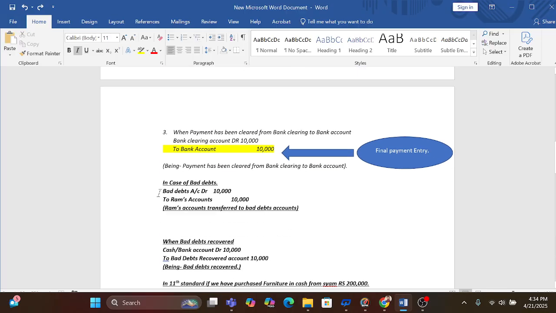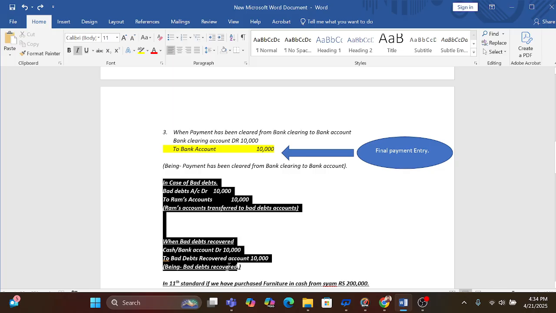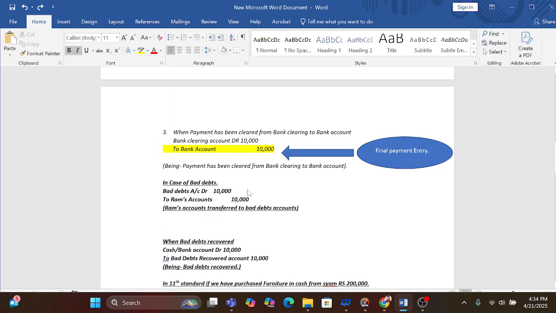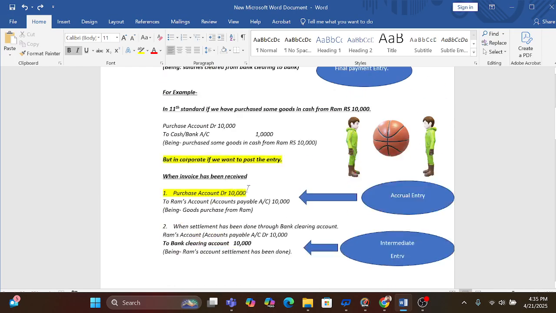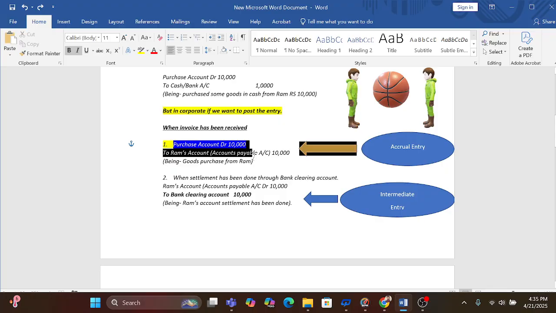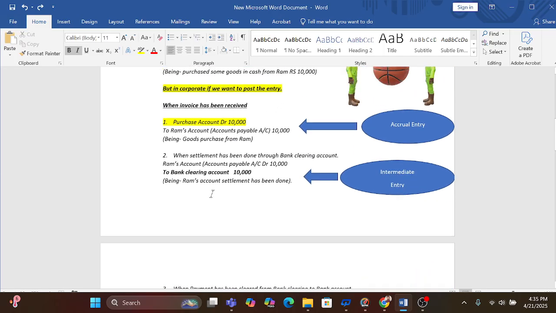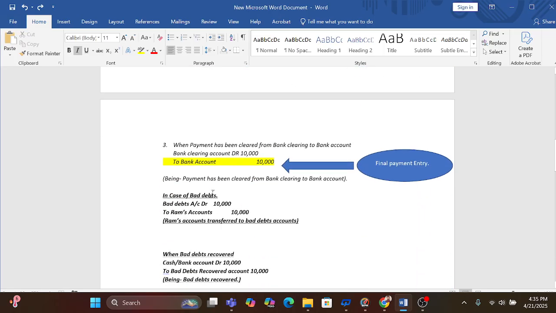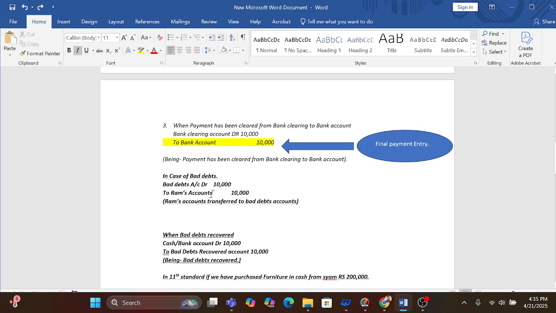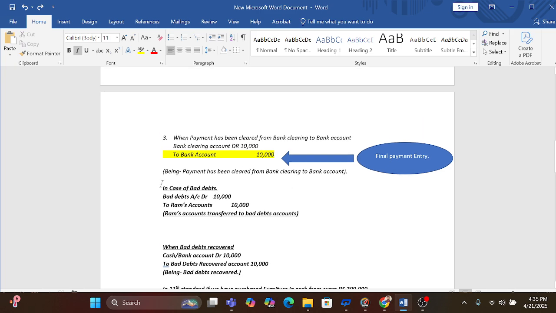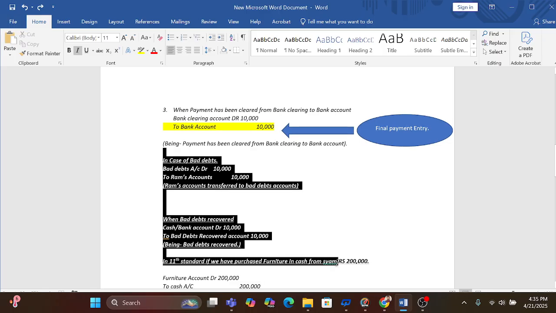I have given an example of bad debt also, to understand what the entry of bad debt is. Like here we have purchased the, sorry, there is no relevance of it here.